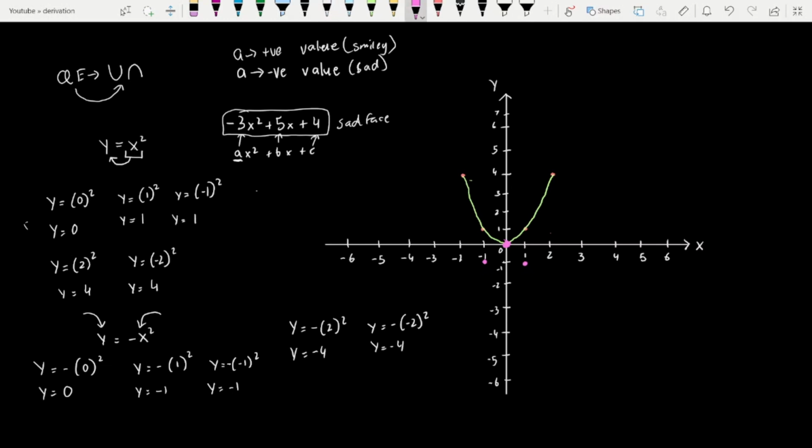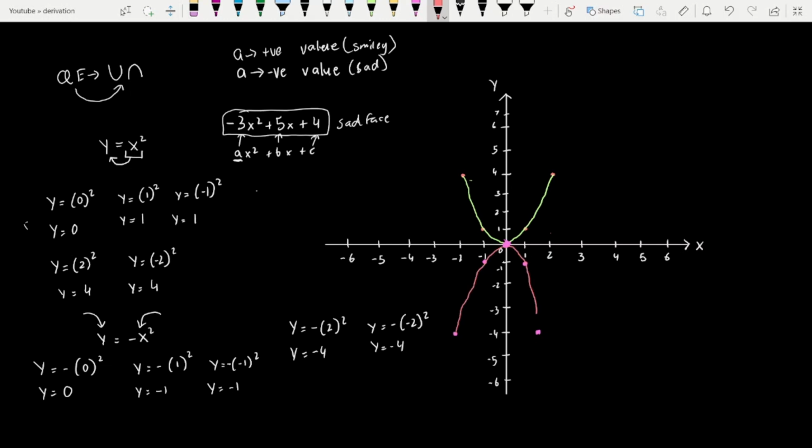Now I can just go ahead and put these points on my graph. So when my x is positive 2, my y is negative 4, so I can go ahead and put a point over here. And when my x is negative 2, my y is negative 4, so I can put a point over here. And then you can do this for 3, negative 3, 4, negative 4, 5, negative 5, and so on. And what you realize is that if you connect these dots out, so I'm just going to go ahead and connect these dots.